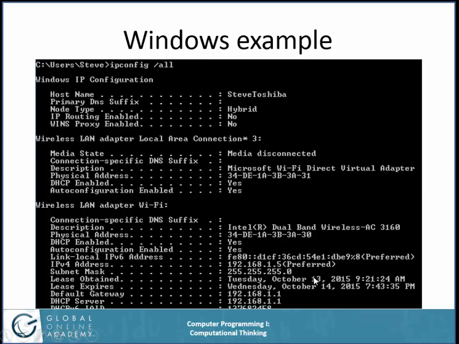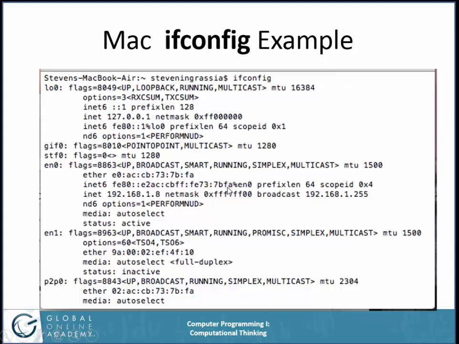The lease was obtained on this date, it would expire on that date. It gives me some information like where my default gateway is. That's what address on my local area network can actually get to the internet. What is the address of my DHCP server? That's the same thing. This happens to be the address of my router. We'll learn more about routers later.